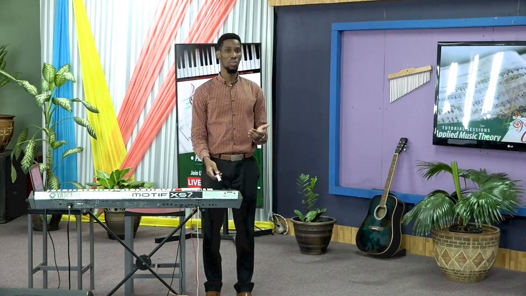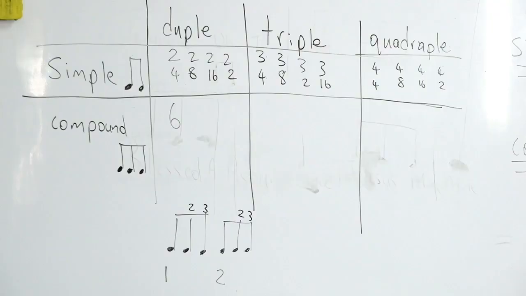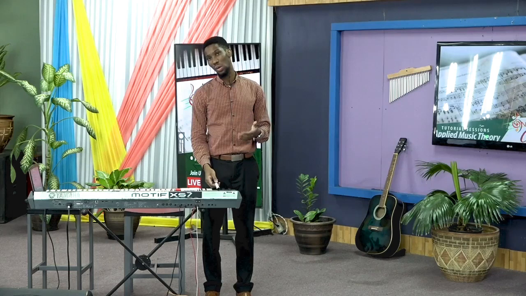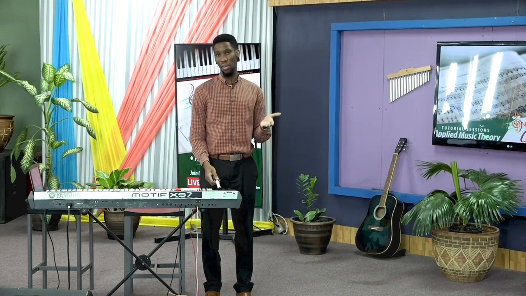If we were to divide this beat into a compound meter, you would go 1, 2, 3, 2, 2, 3, 1, 2, 3, 2, 1, 2, 3, 2, 3. So what you end up getting is 1, 2, 3, 4, 5, 6. Now you see how we get 6?